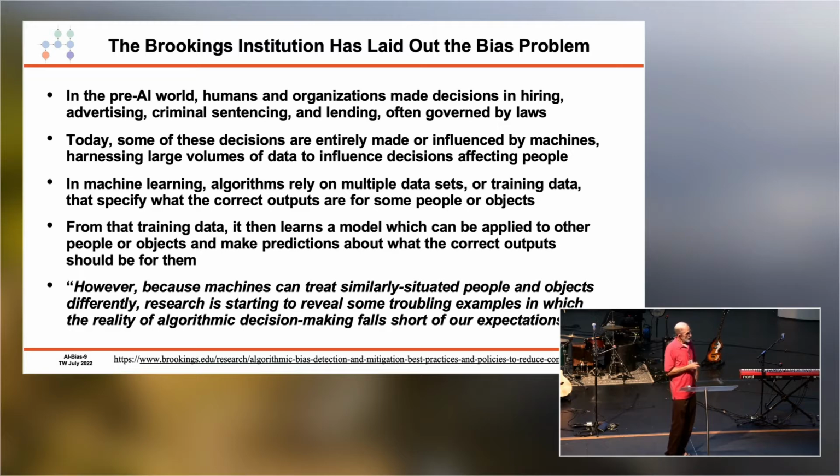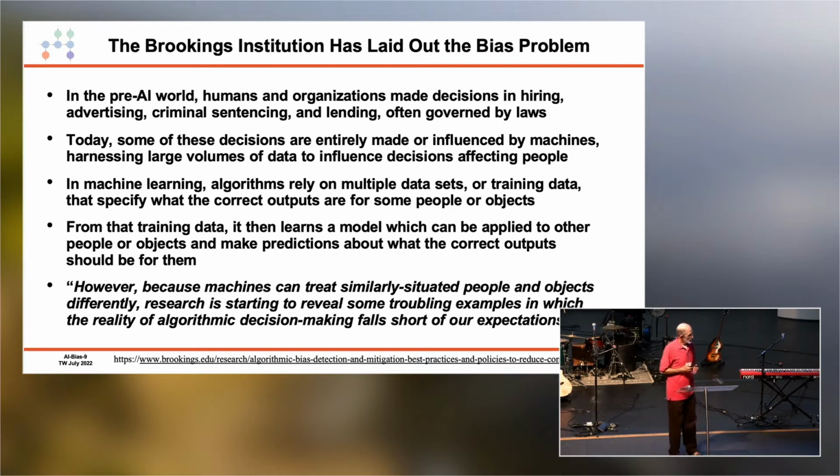From that training data, it then learns a model which can be applied to other people or objects and make predictions about what the correct output should be for them. Now, here's the quote in italics here at the bottom. Because machines can treat similarly situated people and objects differently, research is starting to reveal some troubling examples in which the reality of algorithmic decision-making falls short of our expectations.